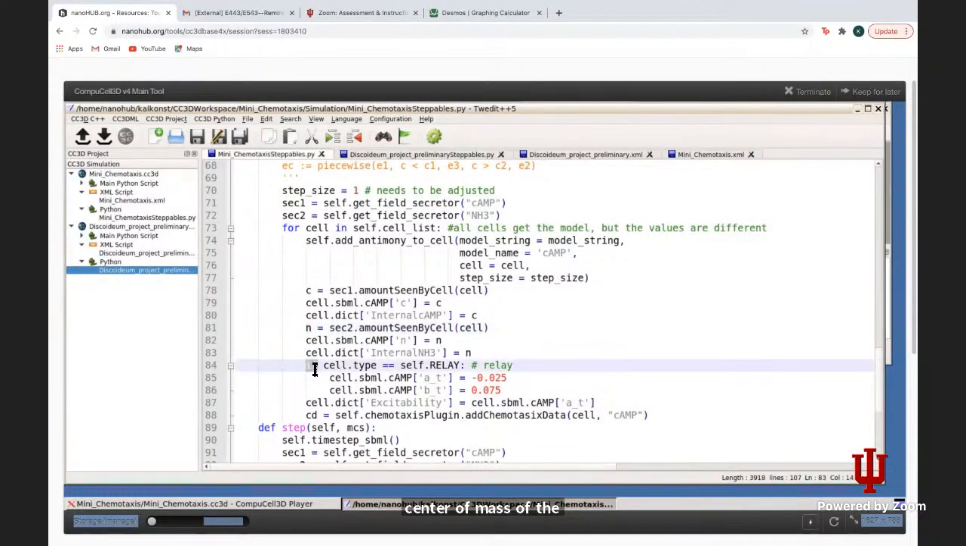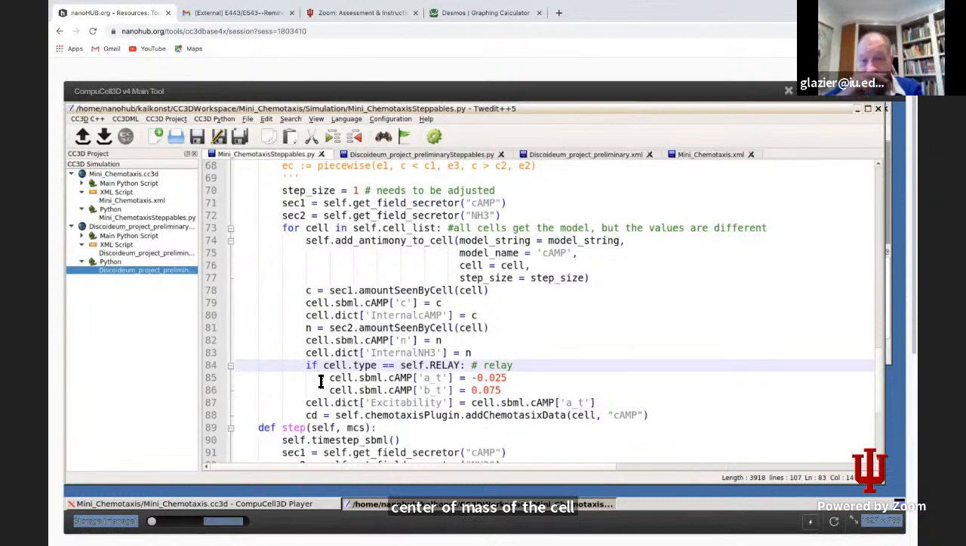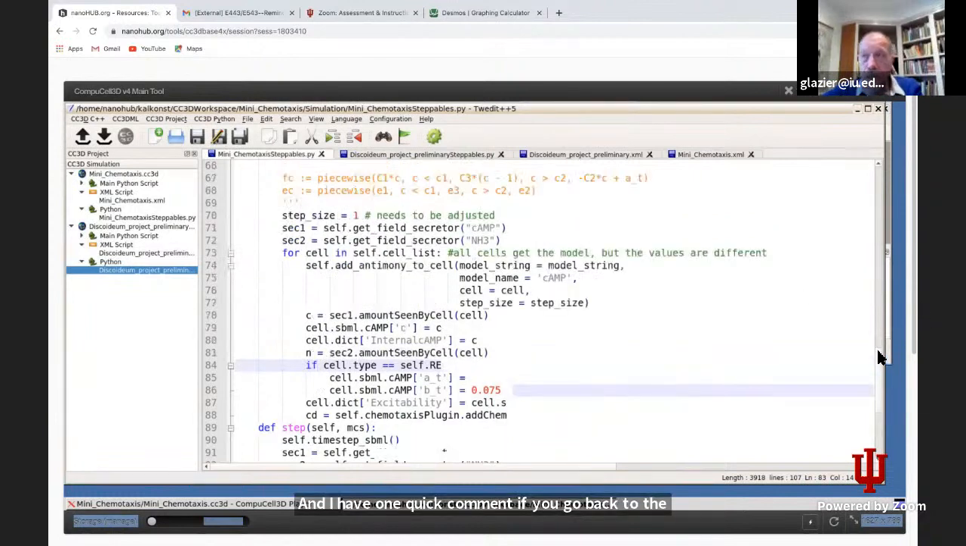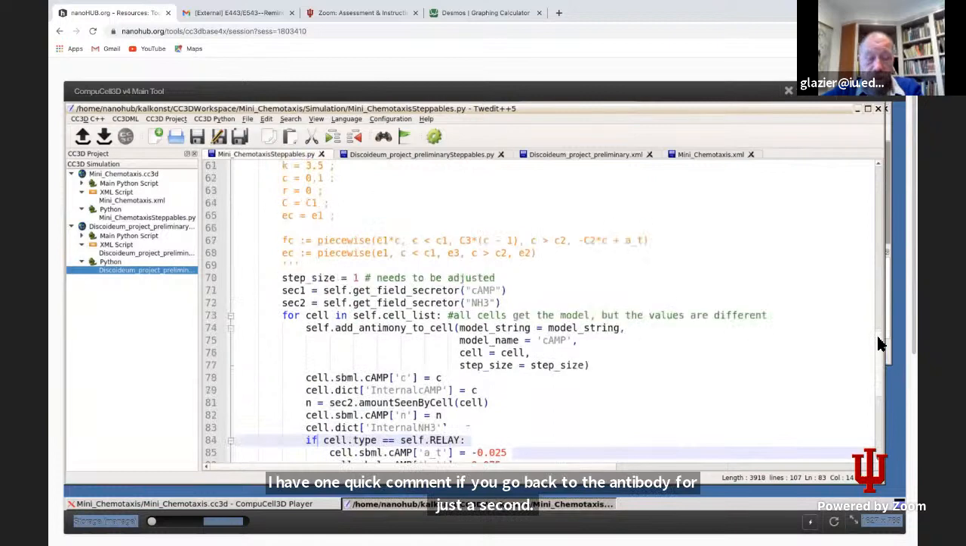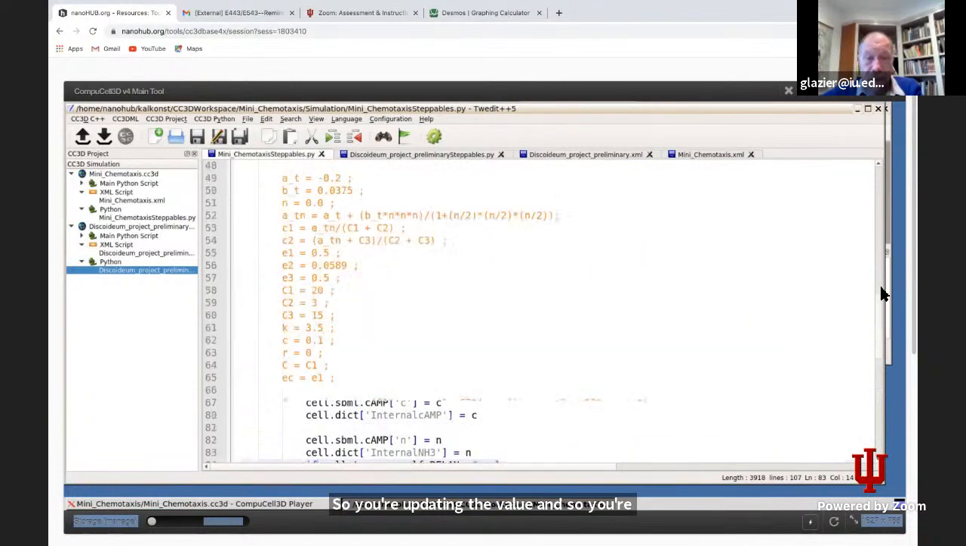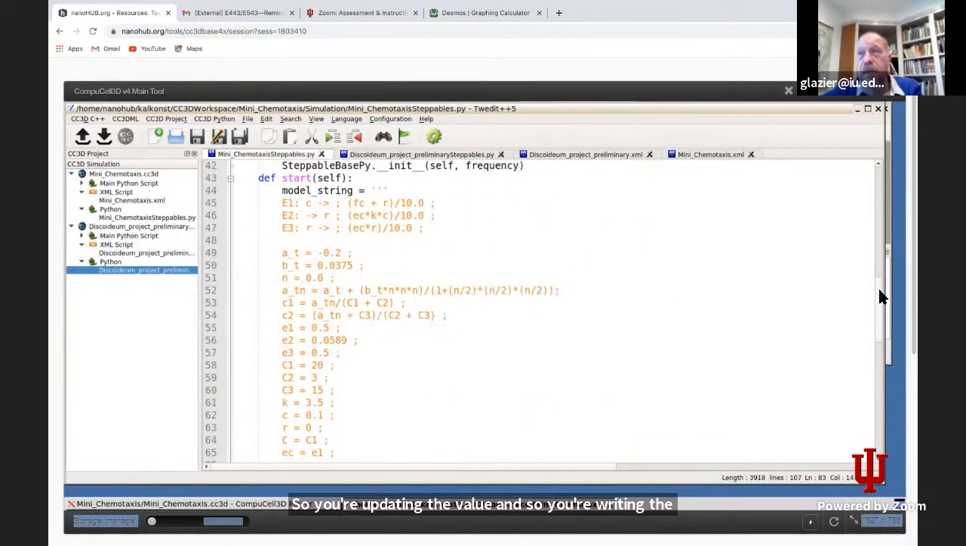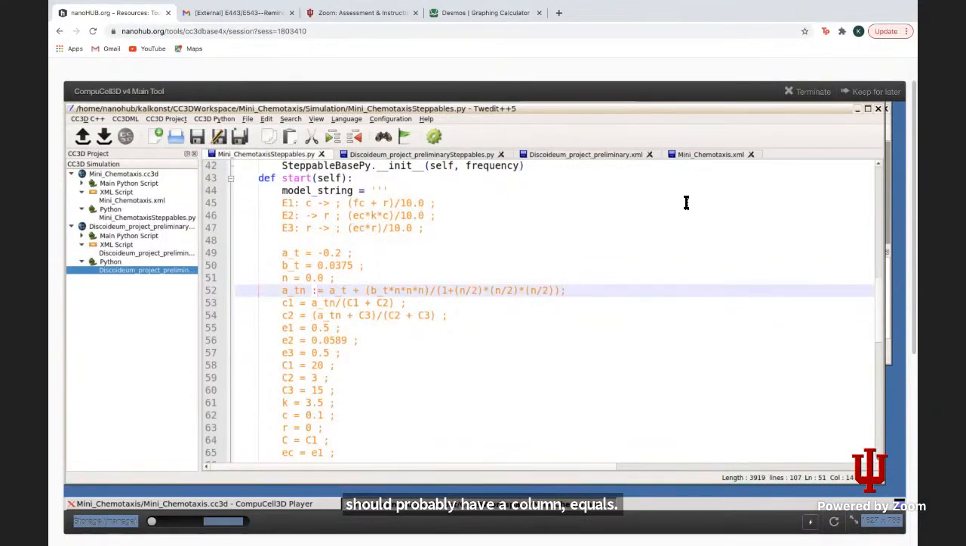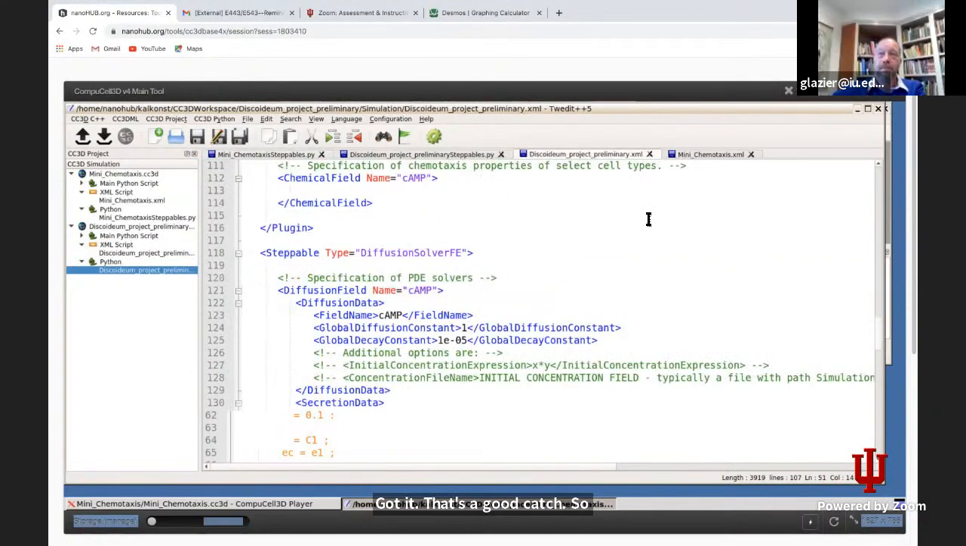Actually, I have one quick comment. If you go back to the Antimony for just a second. You're updating the value of N, so you're writing the value of N into the cell, is that right? Yes, you're reading the value. Okay, so then you're going to have the usual issue, which is A underscore Tn should probably have a colon equals, because otherwise it'll only read it once. Got it. That's a good catch. So here too.